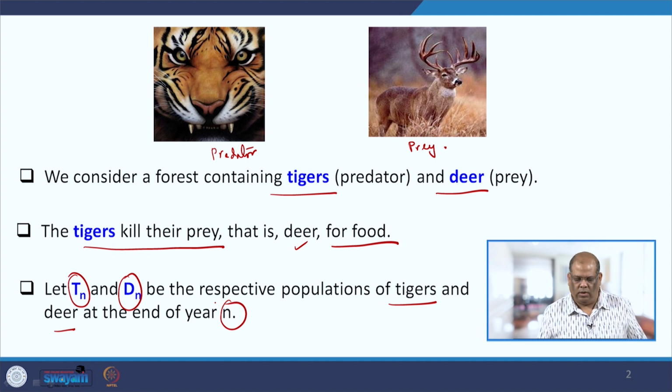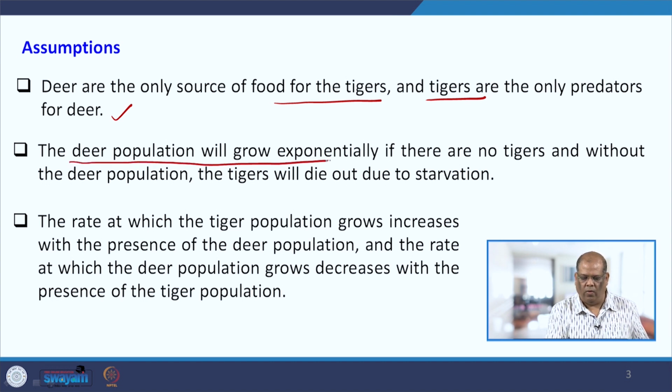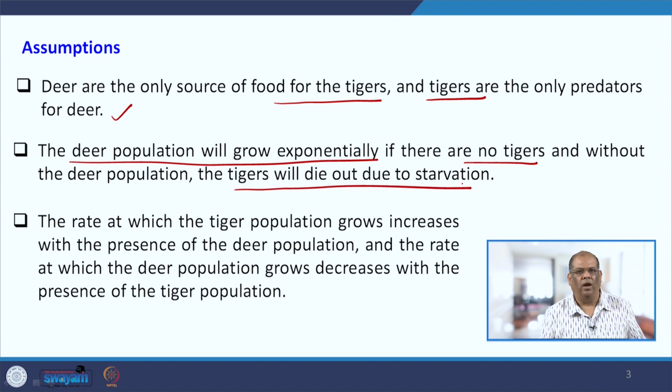Now, while constructing the model, we make some assumptions, and the assumptions are as follows. Deer is the only source of food for the tigers. There is nothing else, only the deer, and the tiger is the only predator for deer. So, it is well defined that the tigers will eat the deer and deer is the only source of food for the tiger. Now, the deer population will grow exponentially if there is no tiger, and without the deer population, the tiger will die due to starvation. So, that is the second assumption.